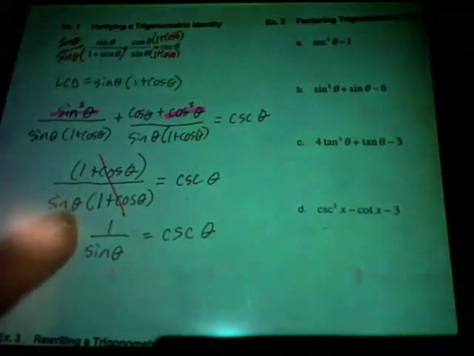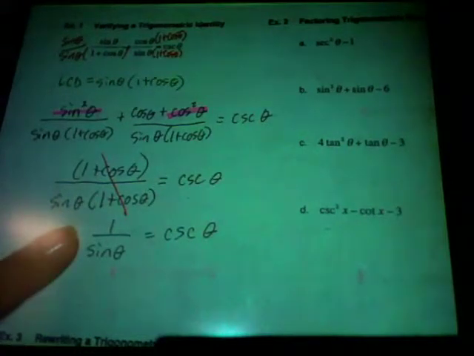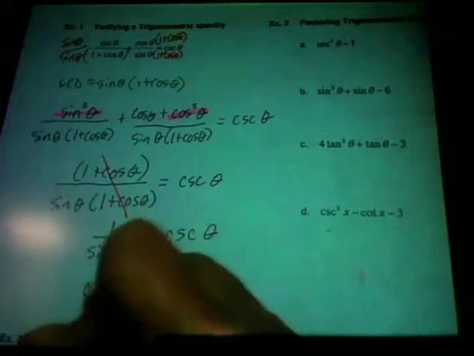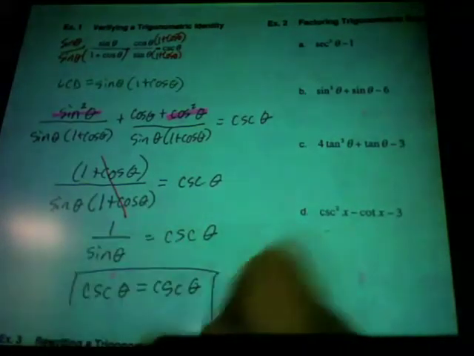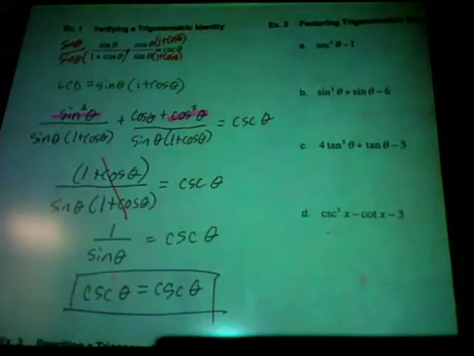What can I replace 1 over sine of theta with? Guess what that equals? Cosecant of theta. 1 over sine is the same as cosecant of theta, and that equals cosecant of theta, and we have verified the identity. The left side does equal the right side. You thought you'd never see that again.